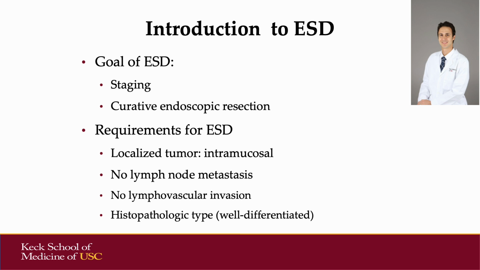There are two main goals of performing ESD. The first is accurate histological staging of the lesion, and the second goal is curative endoscopic resection of the lesion. There are several requirements for performance of successful ESD. The first is that the tumor should be localized and superficial. This generally means that it should be involving the mucosal layer of the GI tract. However, in some cases, involvement of the superficial submucosa may also be acceptable. There should be no lymph node metastases and no signs of lymphovascular invasion. The histological type should also generally be well differentiated.